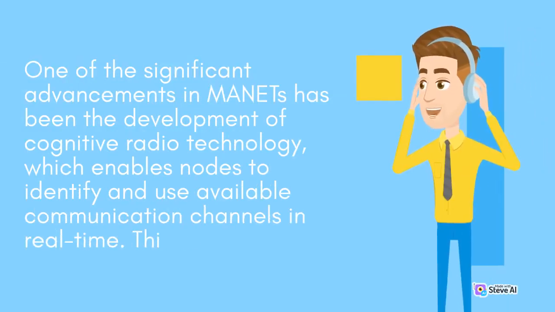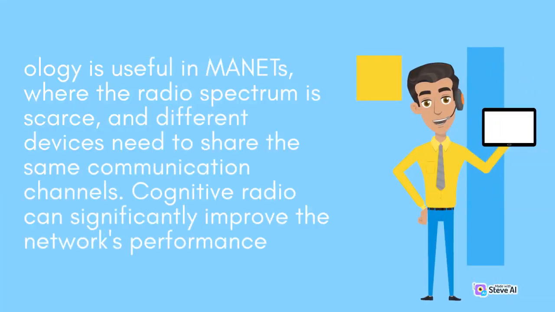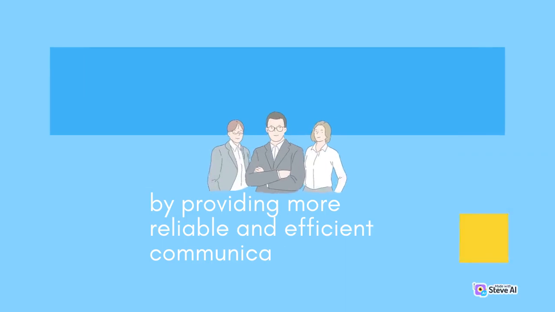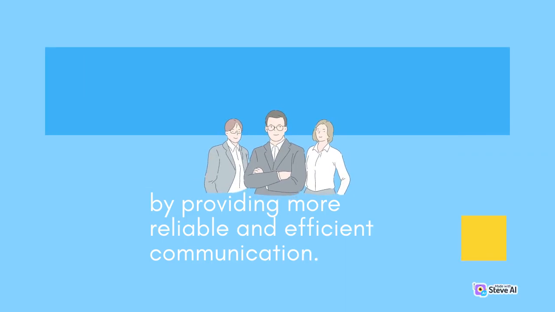One of the significant advancements in MANETs has been the development of cognitive radio technology, which enables nodes to identify and use available communication channels in real time. This technology is useful in MANETs, where the radio spectrum is scarce, and different devices need to share the same communication channels. Cognitive radio can significantly improve the network's performance by providing more reliable and efficient communication.